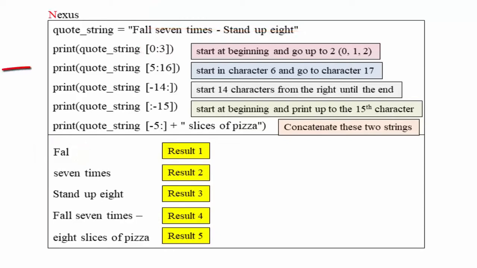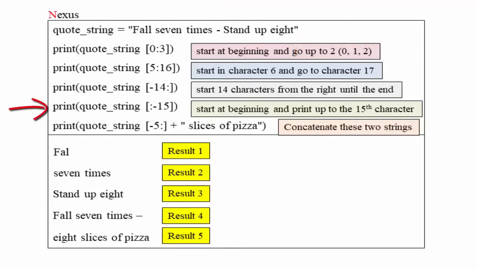Our next example, we're going to start in character 6. Even though it says 5:16, we start with 0, so this is the start in the 6th character, and go up to character 17, but don't print 17. And you're going to get 7 times. Our next example, bracket -14, end bracket. Start 14 characters from the right and go to the end. Stand up 8.